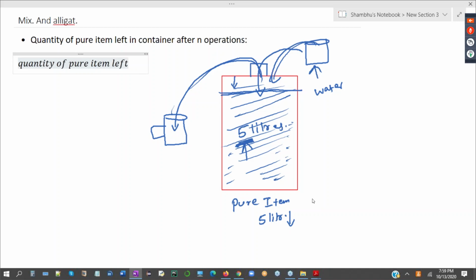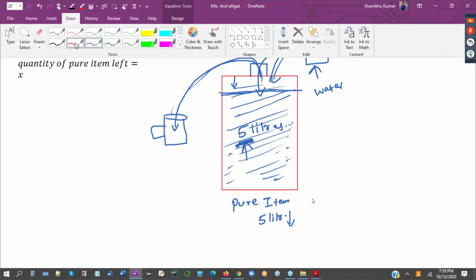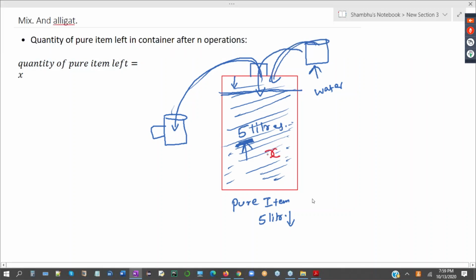Quantity of pure item left is equal to X. I will assume X liters is the total quantity of pure item in the starting. Y liters every time you are drinking, and Y liters of water you are replacing.